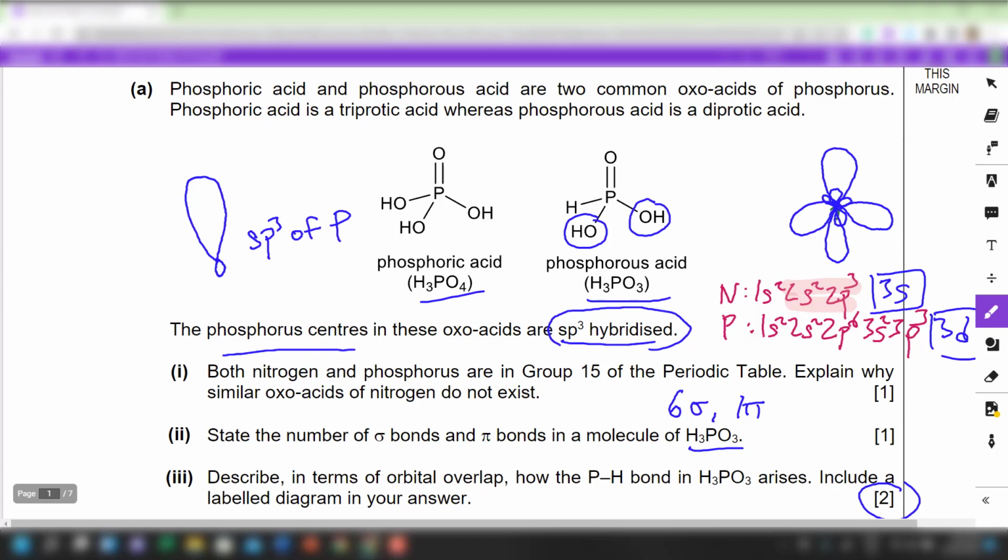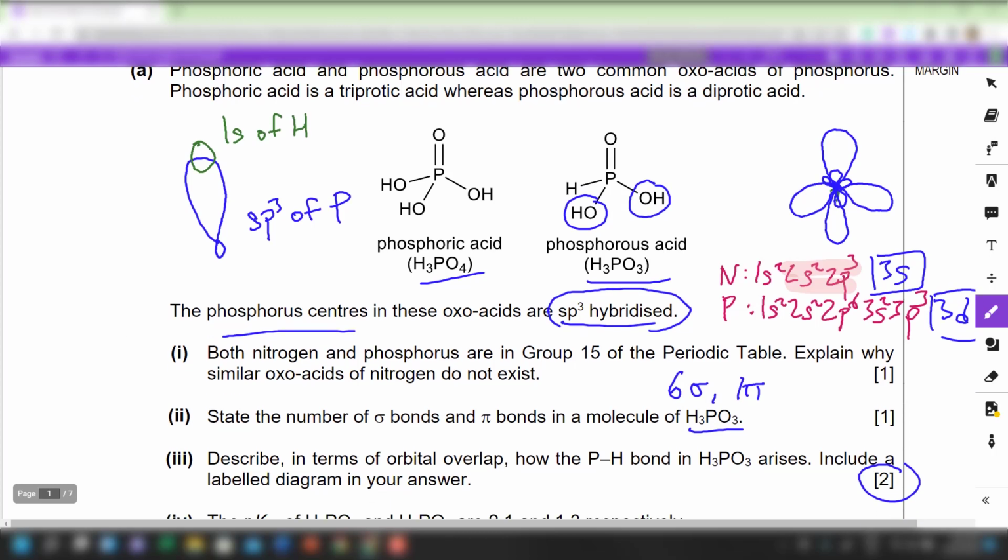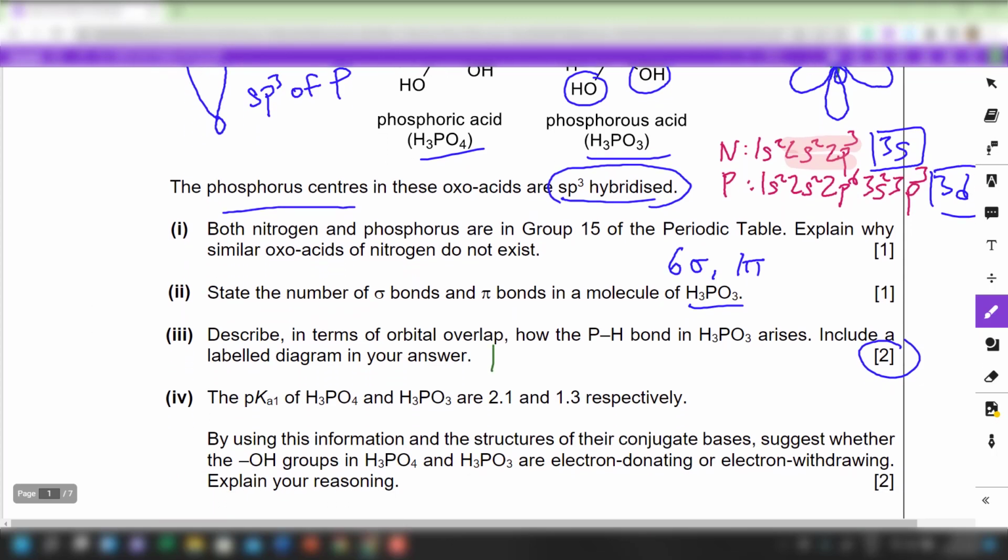A lot of you actually drew a relatively huge circle. So just make sure that your circle is quite small. Don't need to be too small, but something like that will do. You just label it as 1s of hydrogen. So this is the labeled diagram you are required to draw. What about the description? You are supposed to describe them as a head-on overlap. This is very important because this showcases your understanding of the formation of a sigma bond. In some textbooks they wrote it as end-on overlap. Any correct description will give you the credit.